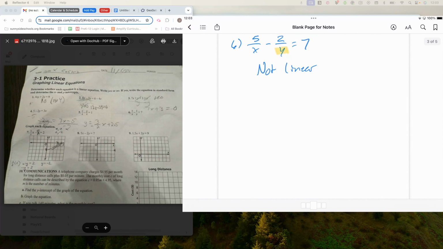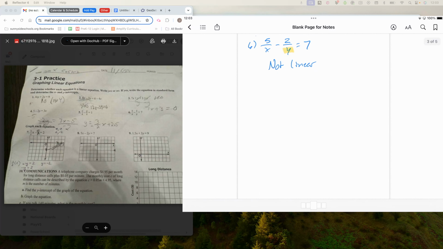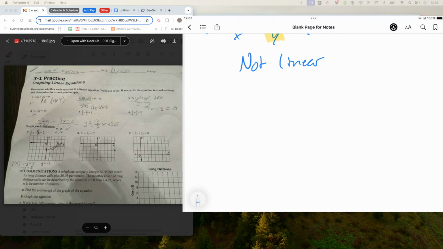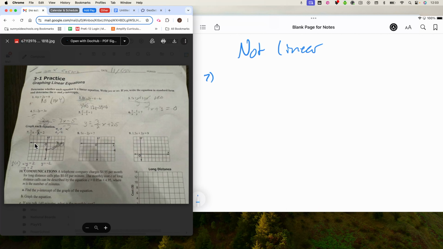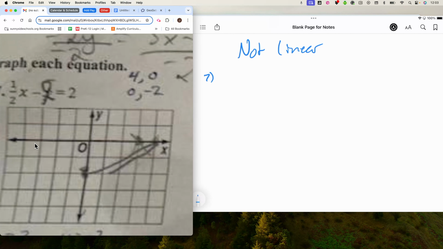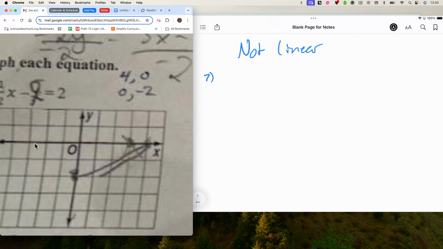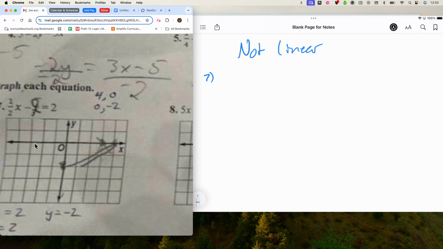Number 7, need to graph each function. I cannot see what that says on the screen up there. If you're trying to graph something, just having a 3x5 card in your hands is often helpful.